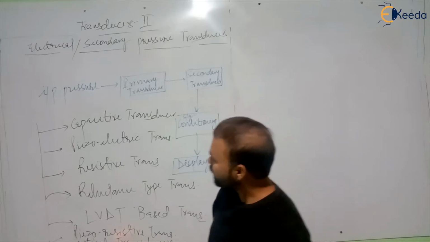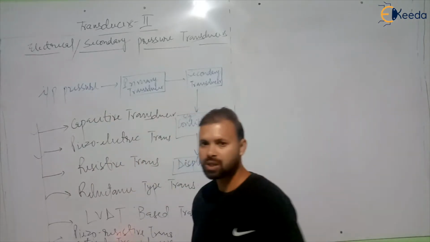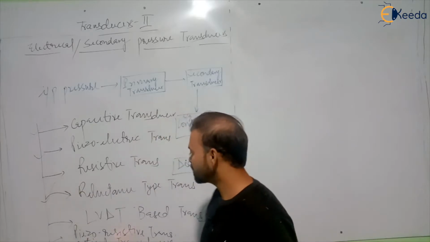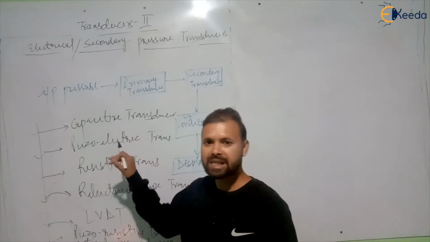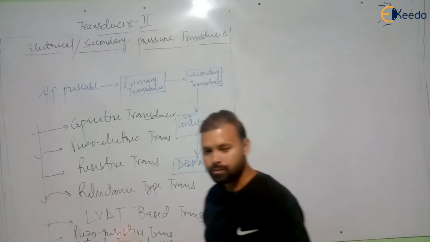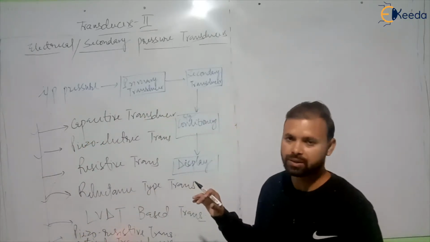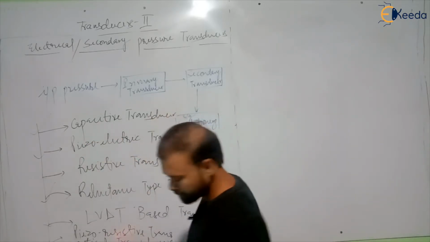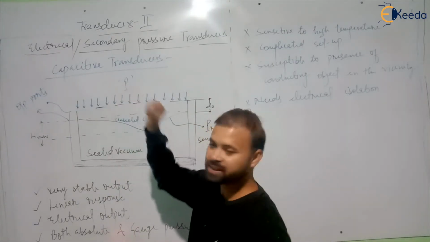In these types we will study capacitive transducer, piezoelectric transducer, resistive transducer, reluctance type transducer, and LVDT type of transducers. We will study these types of transducers in brief, just to get some idea about these secondary transducers. Now we'll start with the capacitive transducer. Let us study about something known as capacitive transducer.